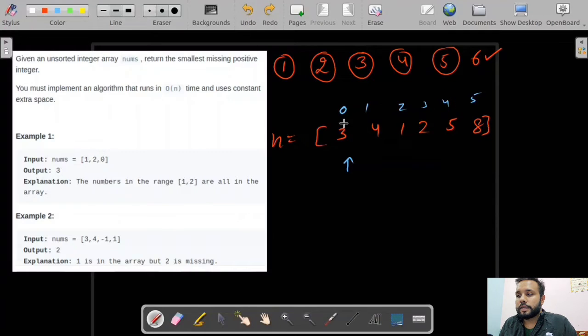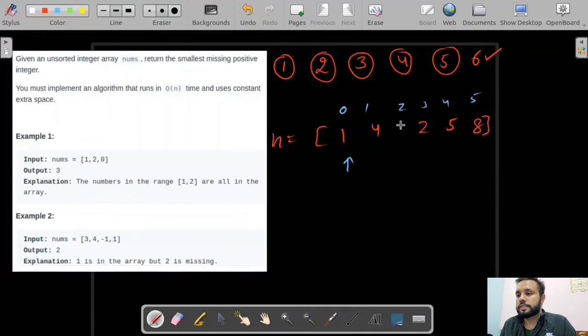Okay, now the number is 3. We are not going to move forward until the number here is 1, or any number which is less than 1, or any number x which is greater than n. We are not going to stop until then. You will get it. Let's move forward. Number 3 belongs to index 2. So let's swap these numbers.